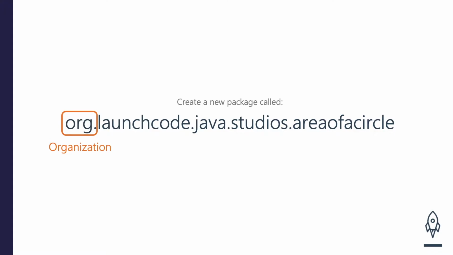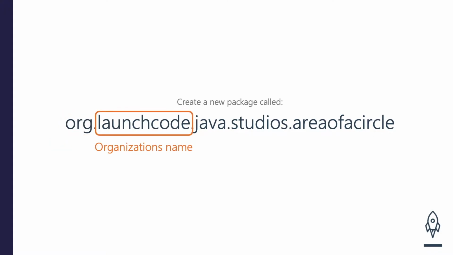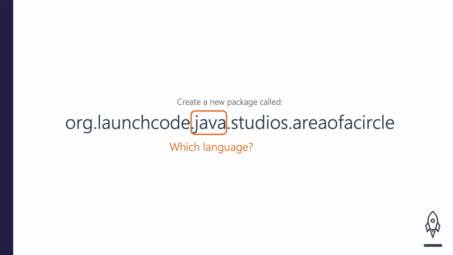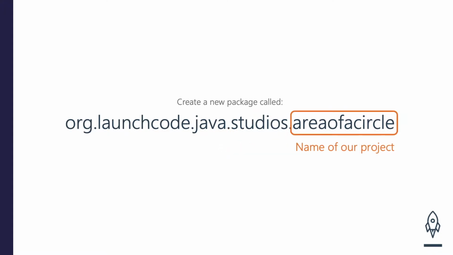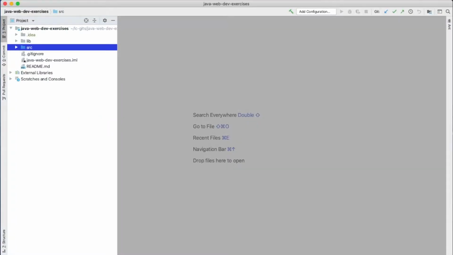We can also use com for commercial, like Google, or we could use edu for an educational entity, like a college or university. Next is the name of the organization or the name of the company. In this case, self-explanatory, launch code. After that, we need to answer the question, what language are we going to be developing in? In this case, Java. After that, we provide a little bit more context. Inside of the organization launch code with Java, we're going to be creating a studio. Finally, what's the name of our studio or the name of our project? Area of a circle. That's what this package name is telling us. So let's go ahead and create it now.